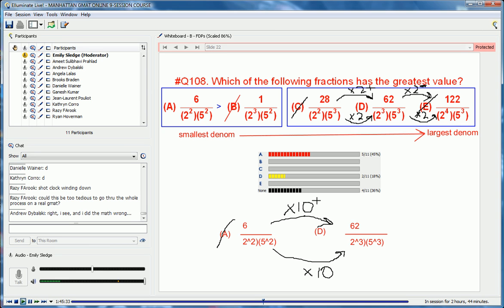Yeah, and you run the risk of doing the math wrong when you cancel some of those 2's out of there. Yeah, so D is actually the right answer here. You guys in the minority win this one.